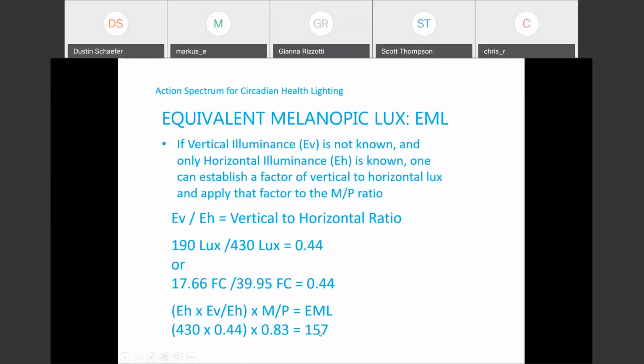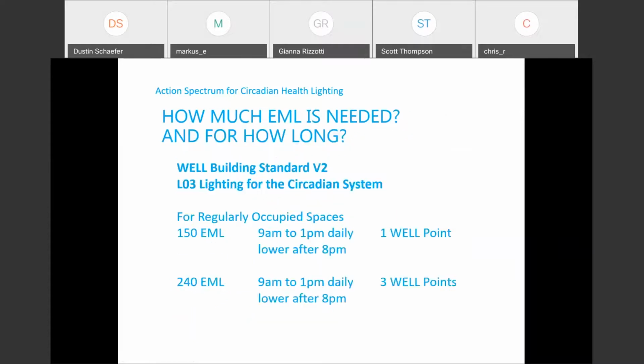So there is a way to work with it from horizontal foot candles to vertical foot candles, then establishing the equivalent melanopic lux. But ideally, it's always best to measure light vertically. So you're probably wondering how much EML is needed and for how long.